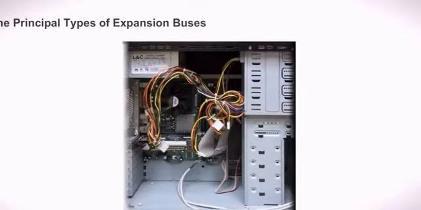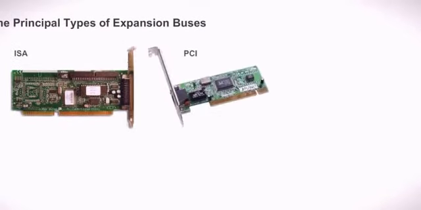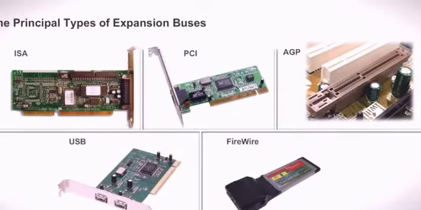The principal types of expansion buses are ISA, PCI, AGP, USB, and Firewire buses. Each one will be described shortly. Computer systems have a combination of different types of expansion buses.